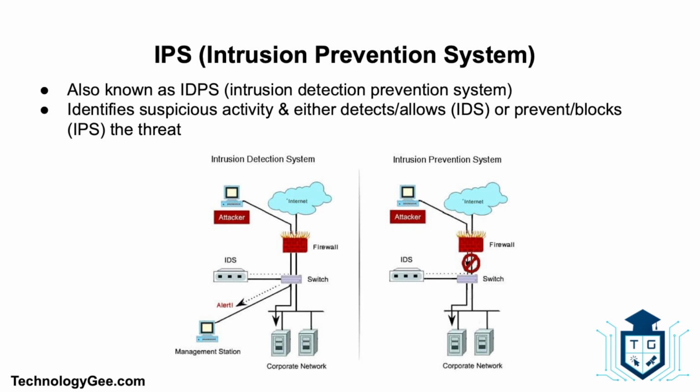Now, if you had a pit bull on the other side of that door that decided it was going to take a bite out of crime, that would be an intrusion prevention system, meaning that the dog is actually doing something to prevent the intruder from coming into your house.